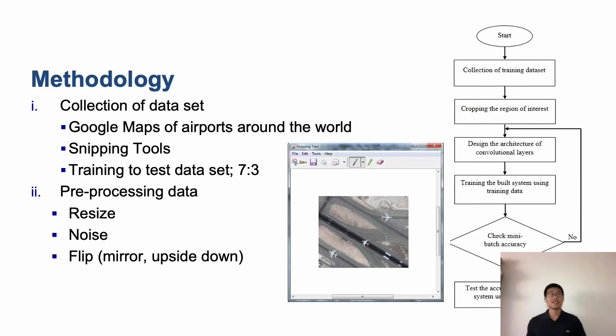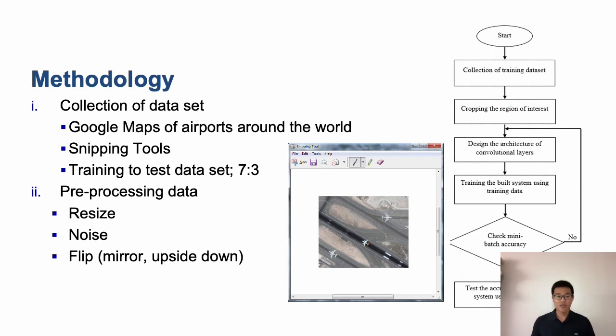After we have gathered the dataset that we need, we split it into training and test dataset at a ratio of 7 to 3. Then after that, we will proceed with the pre-processing of the data that we have just gathered. This includes resizing, introduction of noise, as well as performance of physical transformation of the images itself. So this includes mirroring as well as turning it upside down.